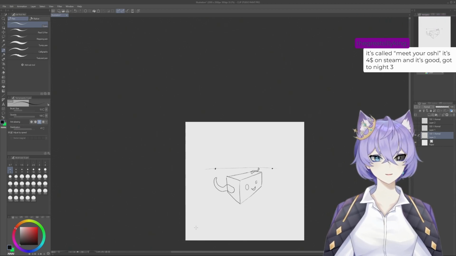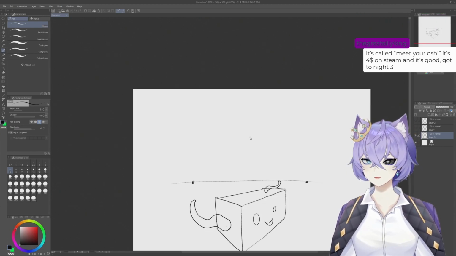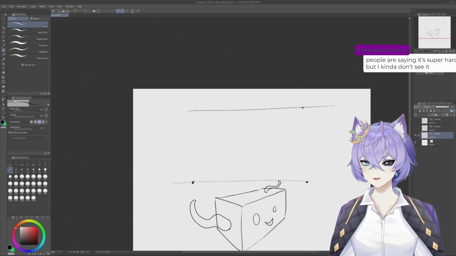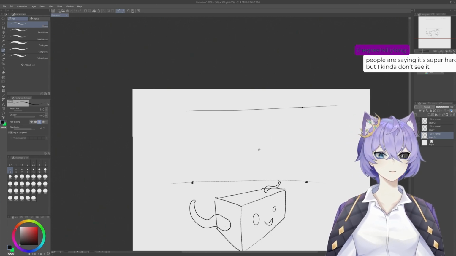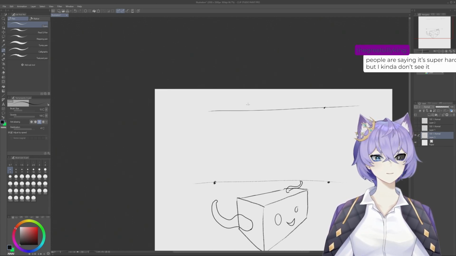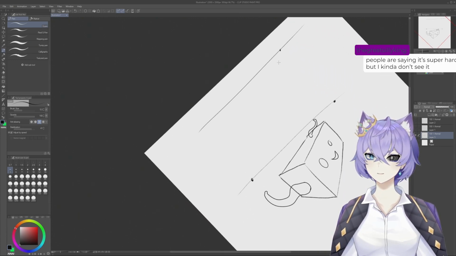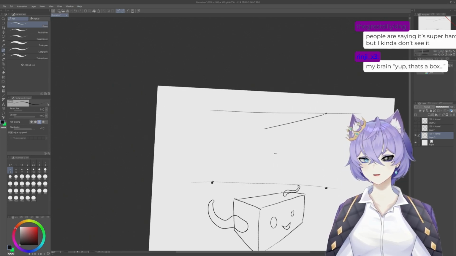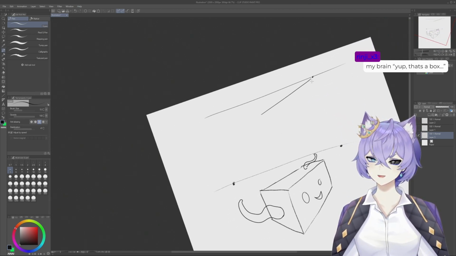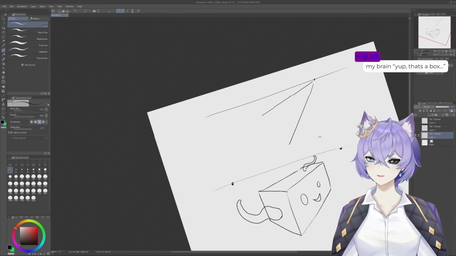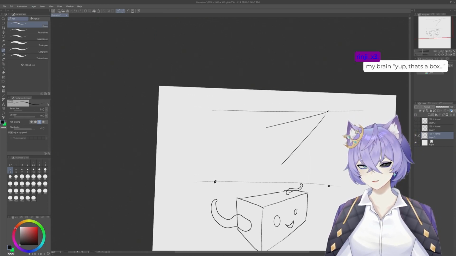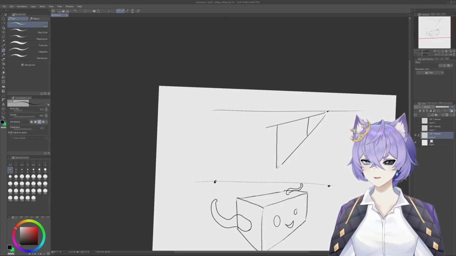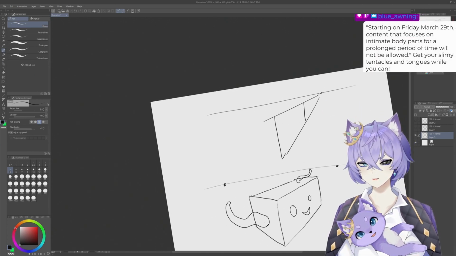You could bring the focal points closer or just use one. Wait, but if I just use one, so let's say I have just one focal point, how does that work for the cube? My brain, yep, that's a box. I wish my brain would say that to me right now. Yes, that's a box.